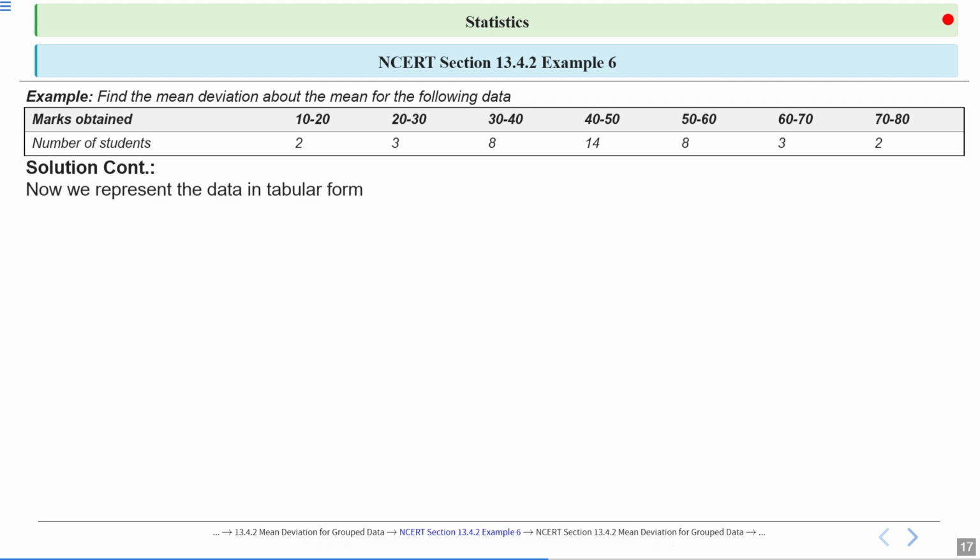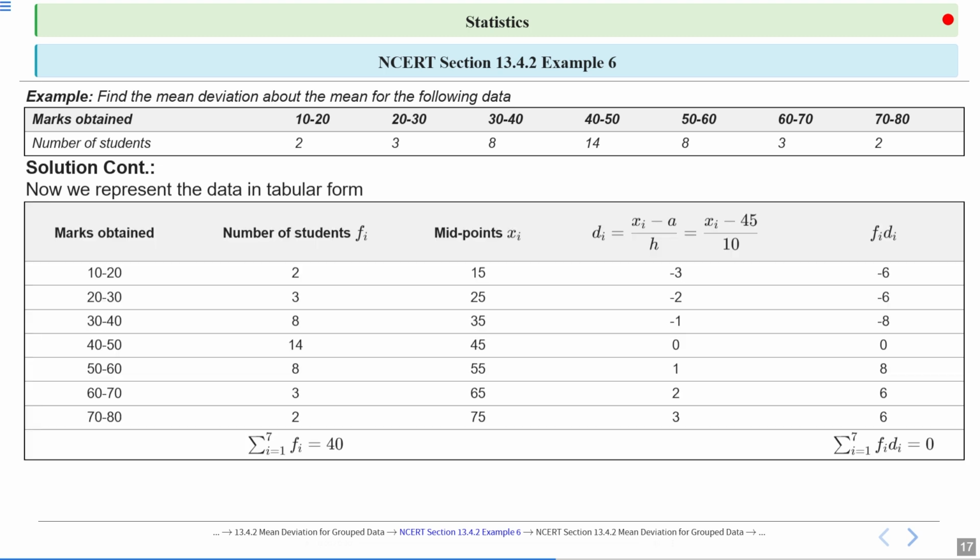Now, let's represent the data in a more detailed tabular form to help with our calculation. See here, this is the completed table. For each class interval, we have the number of students fi, the midpoint xi, the calculated di values, and the product fi di, where fi is the frequency for each class. At the bottom, we see the totals. The sum of frequency is 40 and the sum of fi di is 0.